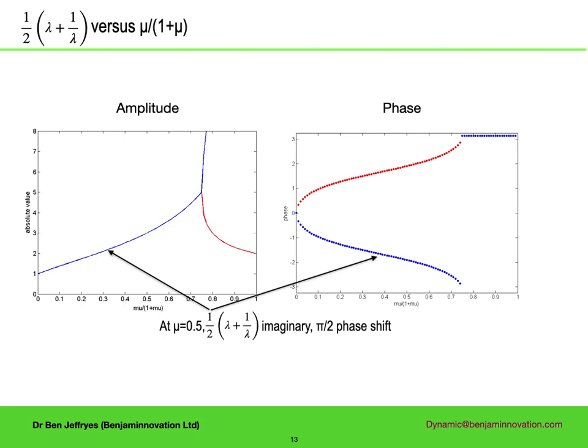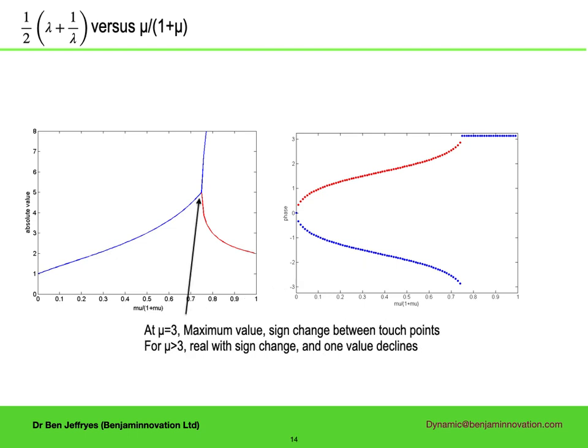For mu equals 0.5, cos theta is pure imaginary, and there is a pi by 2, i.e. 90 degree, phase shift in deflection from one span to the next. For mu equals 3, there is the greatest amplitude reduction between touch points. For larger mu, the deflection always changes sign from one section to the next.